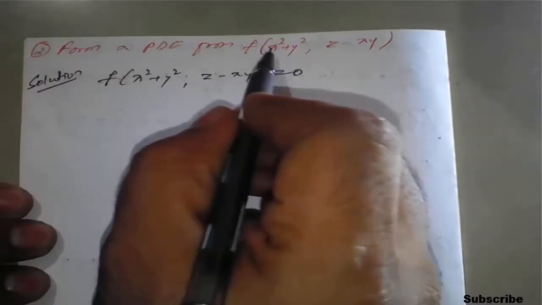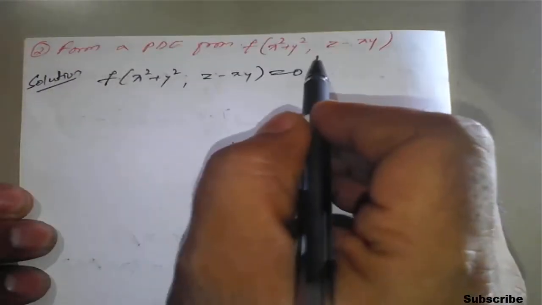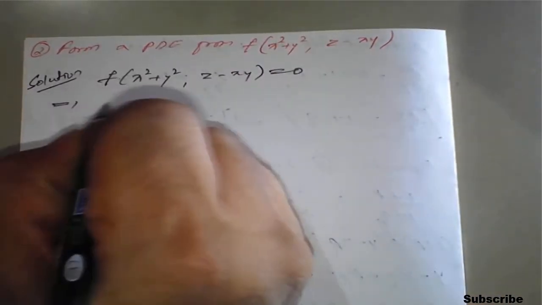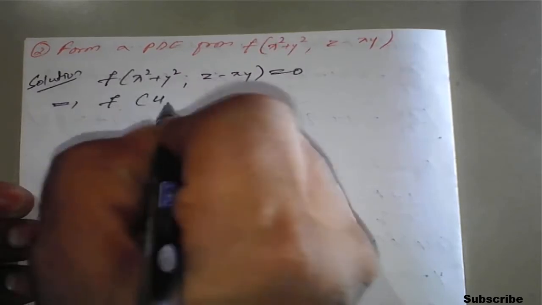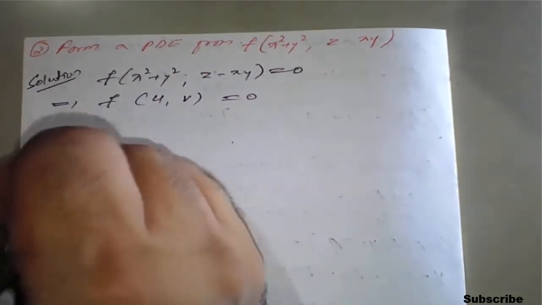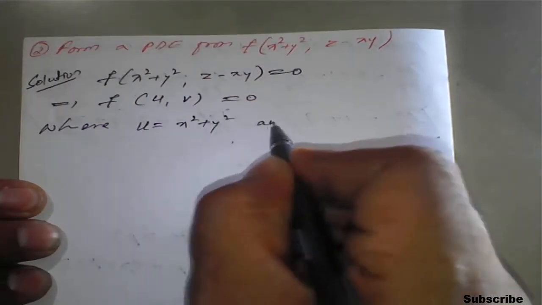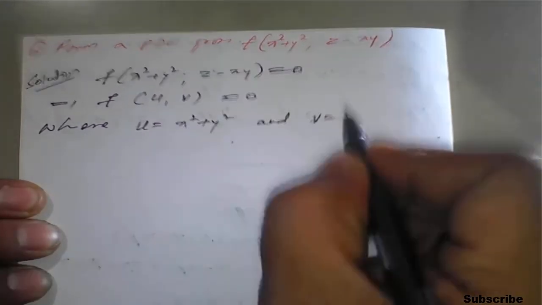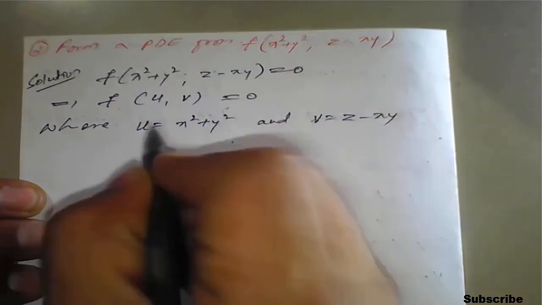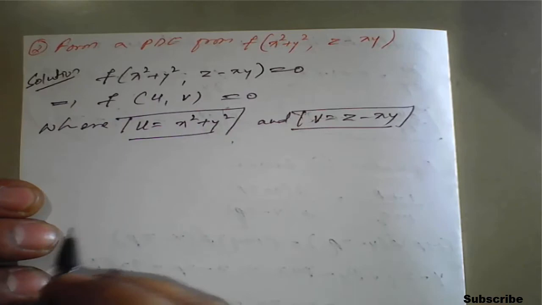A PDE from f of x square plus y square comma z minus xy. So this is a given question. This can be written as f of u comma v is equal to 0, where u is x square plus y square and v is, according to this, z minus xy. So this is the u value and this is the v value. Now this is equation number 1.